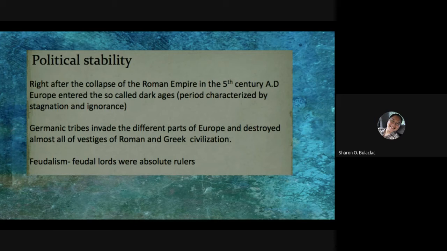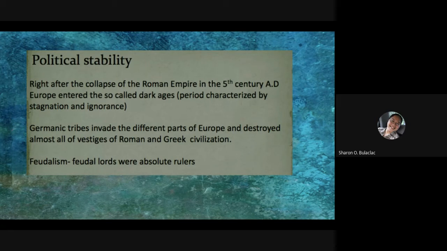Pero alam naman natin that this is from the context of the Europeans. They said Europe entered into dark ages. But if you talk about Asia, it was a different story. It was not dark ages with the experience of Asia. In fact, if you have those archaeological evidences, you will notice that from the 9th century up to the 13th century, trade was so flourishing in Asia. So iba yung narrative natin.